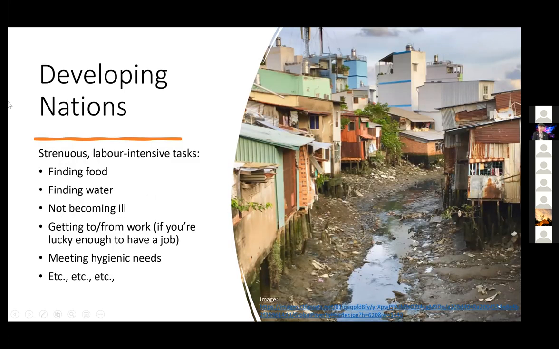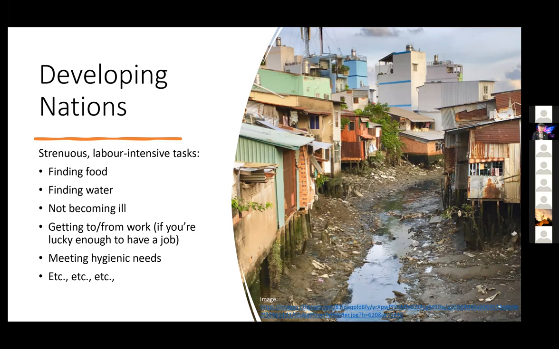So a developing nation is defined primarily off of GDP. So that's how much money they're profiting, how much money is coming into the community every year as a result of exports and other profits.